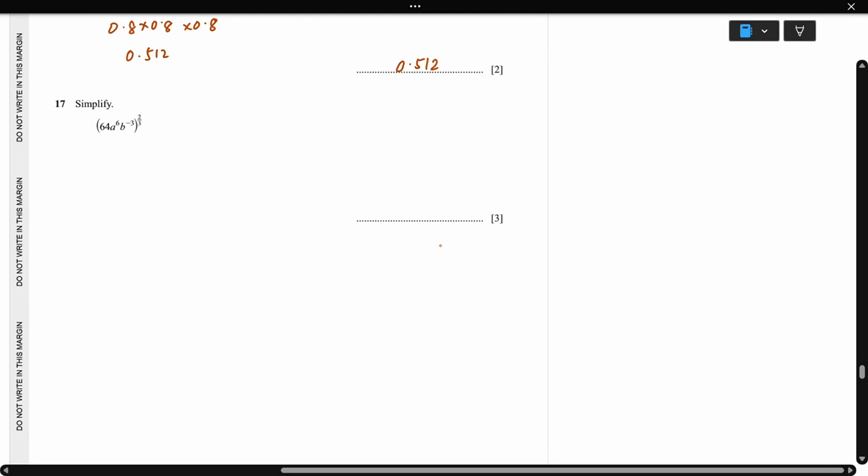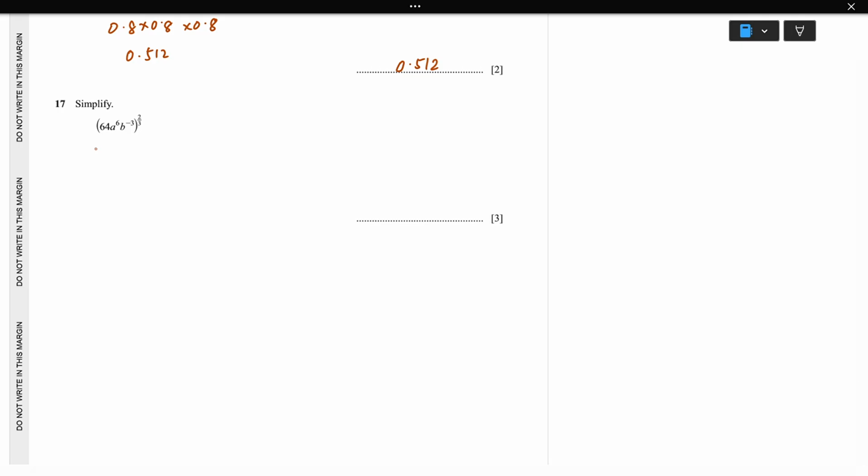The next question, 17. Simplify (64 a^6 b^-3) to the power 2/3. So 64 to the power 2/3, a^6 to the power 2/3, and b^-3 to the power 2/3. For 64 to the power 2/3, first we need to take the cube root. We can write 64^(1/3) whole squared. 64^(1/3) means the cube root: 4 times 4 times 4 is 64.